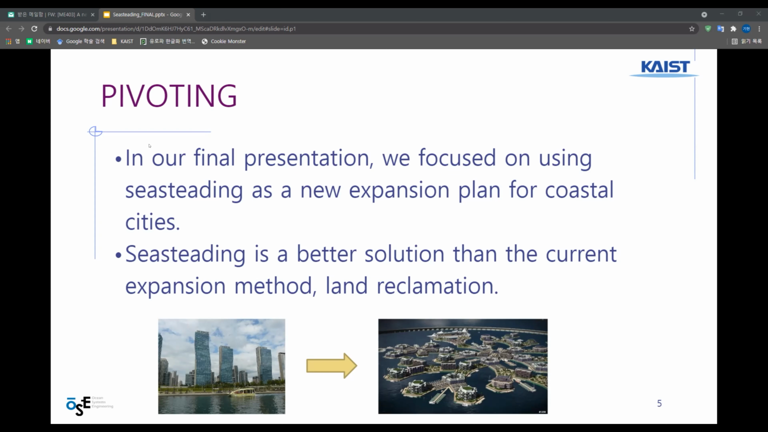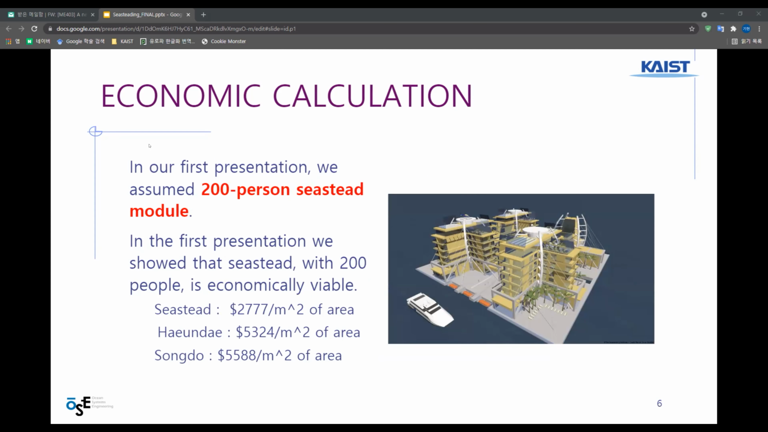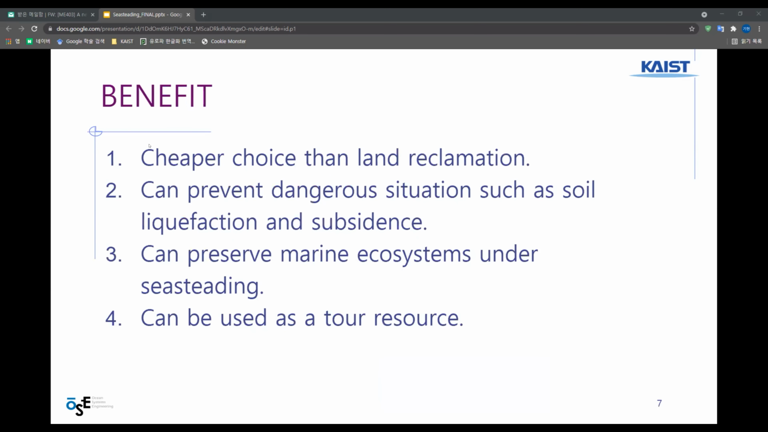Until now, the expansion plan for coastal cities has been to obtain land through reclamation, such as Songdo in Incheon and Marine City in Busan. And we argue that the floating city is a better solution than reclamation. Economically, this study is cheaper than dredging, and in addition, the cost of the land is low compared to the construction cost. And there are more benefits than reclamation. First, as I already said, it is a cheaper option than reclamation.